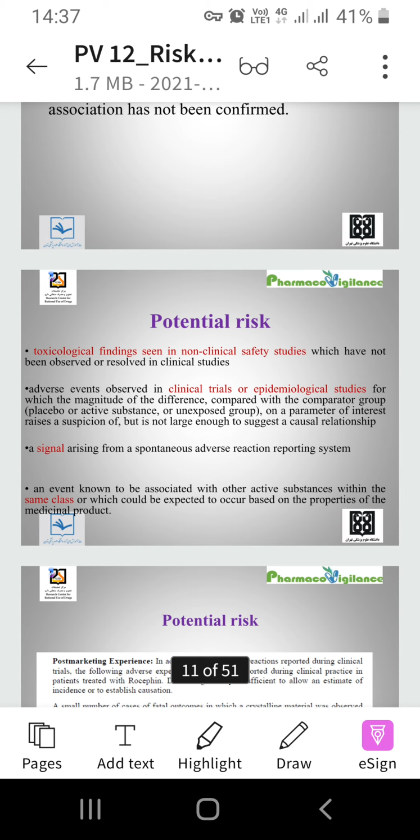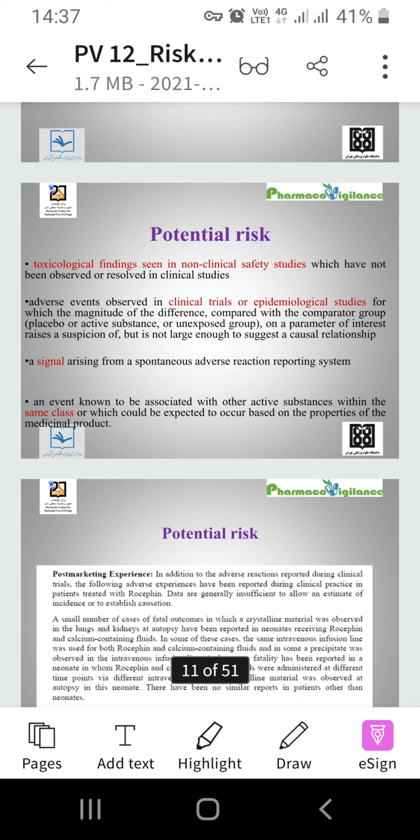Okay, to summarize, the potential risk may be a toxicological finding in non-clinical safety studies, or an adverse event observed in a clinical trial or epidemiological study, or a signal arising from a spontaneous adverse reaction reporting system, or an event known to be associated with another active substance of the same class. Okay, the other drug has this risk and we think, maybe this drug also has this risk.